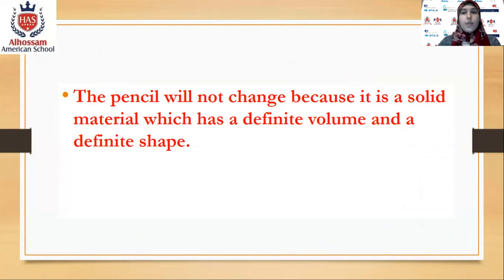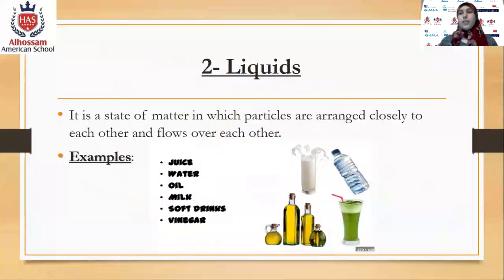Now let's go to another state, which is liquids. We were talking about solids. We said that solids have definite volume, definite shape, and particles are tightly packed together. Remember these 3 properties. So now we're moving to the liquids. And before I ask you about examples of liquids, I want to tell you what liquids are.